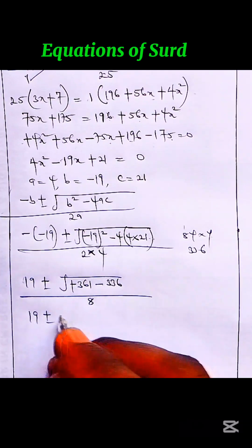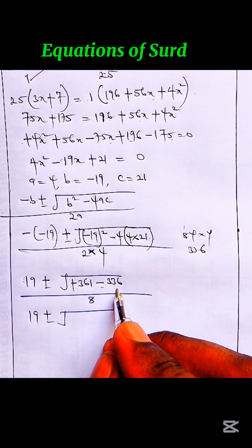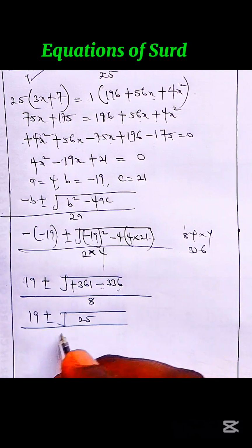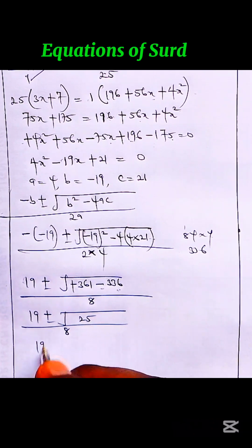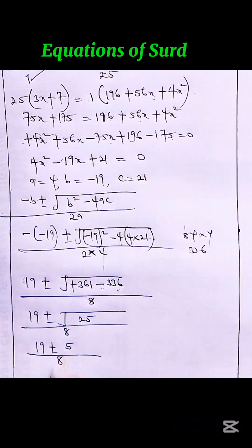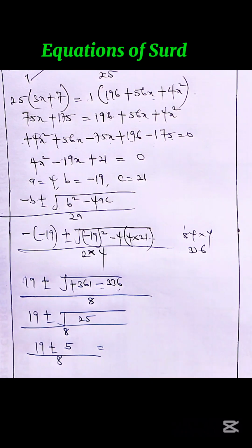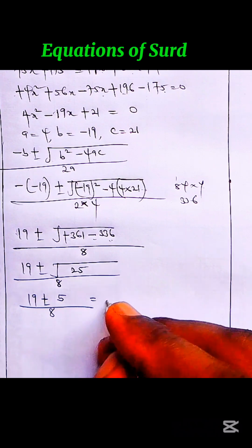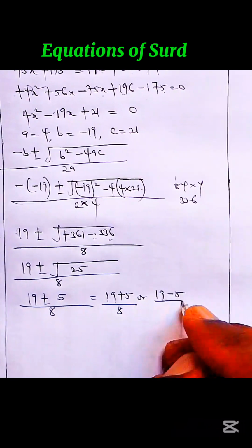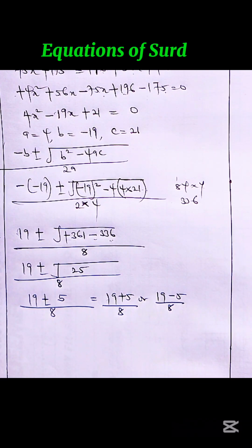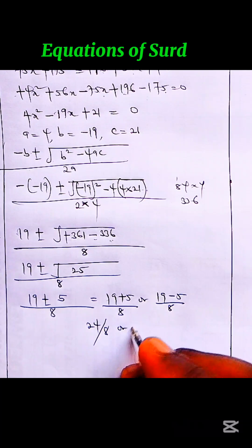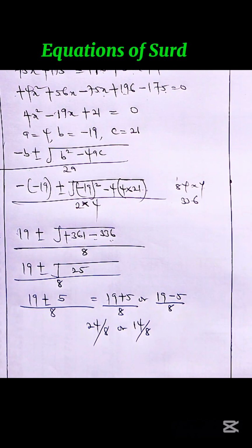So 19 plus or minus the square root of 361 minus 336 will give us 25 over 8. So we have a perfect square there. 19 plus or minus square root of 25 is 5, over 8. So we're almost there. We're very close. So what's in there? This 19 plus 5 over 8 or 19 minus 5 over 8. So 19 plus 5 is 24 over 8. 19 minus 5 is 14 over 8.